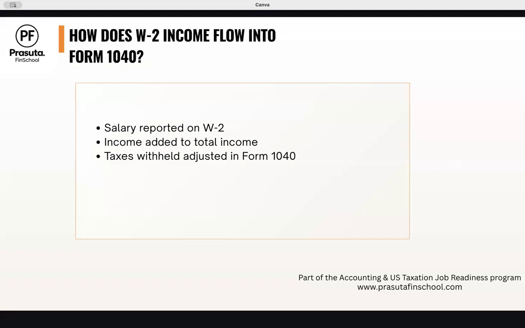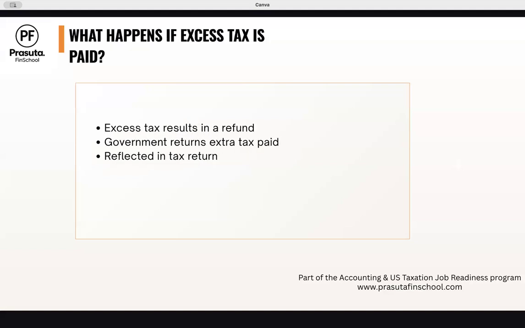Then how does W2 income flow into form 1040? What is a W2? W2 is the report provided by an employer to an employee regarding the salary that is paid. And what is 1040? 1040 is the form used to file tax in the USA by an individual. So W2 is a part of 1040 where salary is shown. Then other incomes are added to the total income, like income from business, house rent, and miscellaneous income. After adding all the total income in form 1040, the taxable income for an individual is calculated.